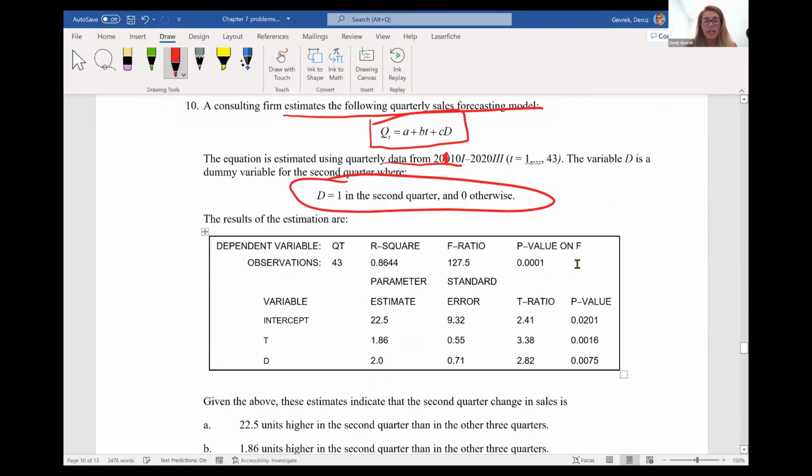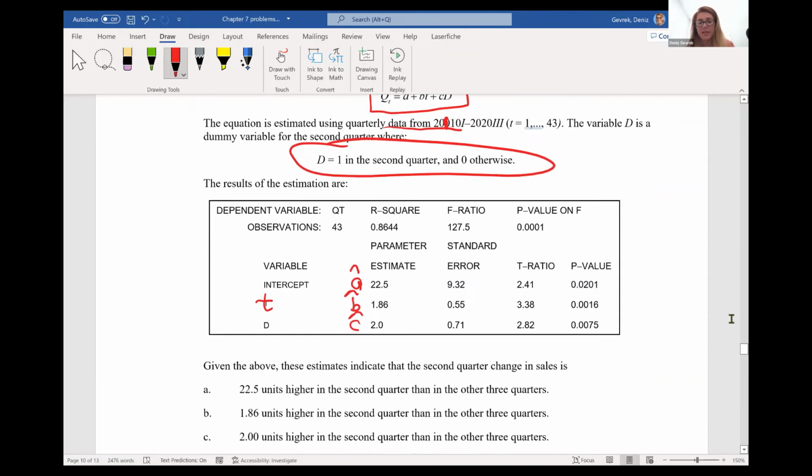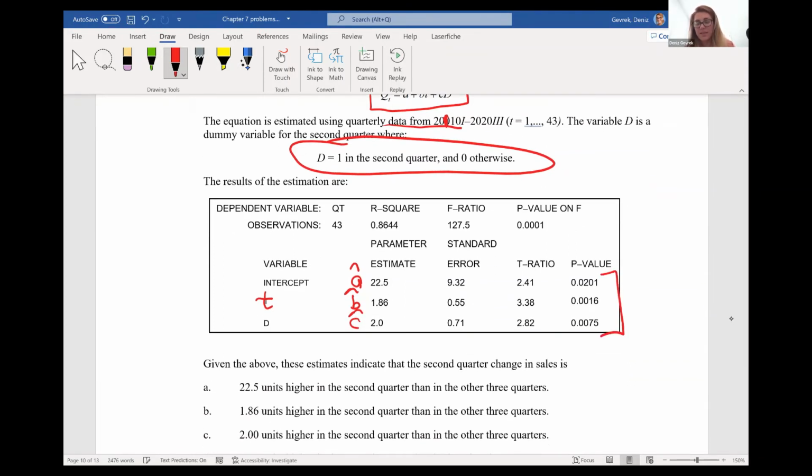So estimates are A hat, B hat is this. I don't know why it's called capital T, but it's really little t. I don't know the inconsistency. And D, the dummy, has C hat as the coefficient estimate. They're all statistically significant at 10%. This is 5%, this is 5%, and this is 10% significant.